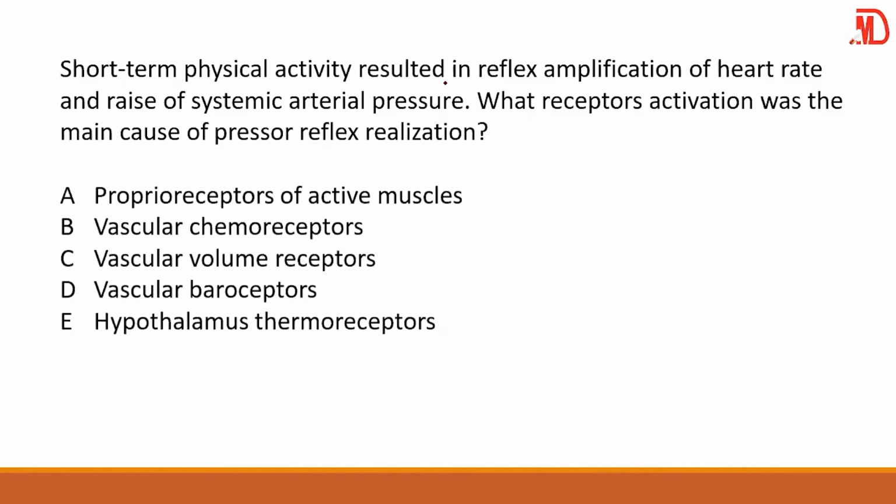Short-term physical activity resulted in reflex amplification of heart rate. Like I said earlier on, if you do some exercises that you're not used to, your heart rate begins to beat very high. And as a result, there was a rise in systemic arterial pressure. The question is, what receptor activation was the main cause of the pressure reflex? These are called the proprioceptors.